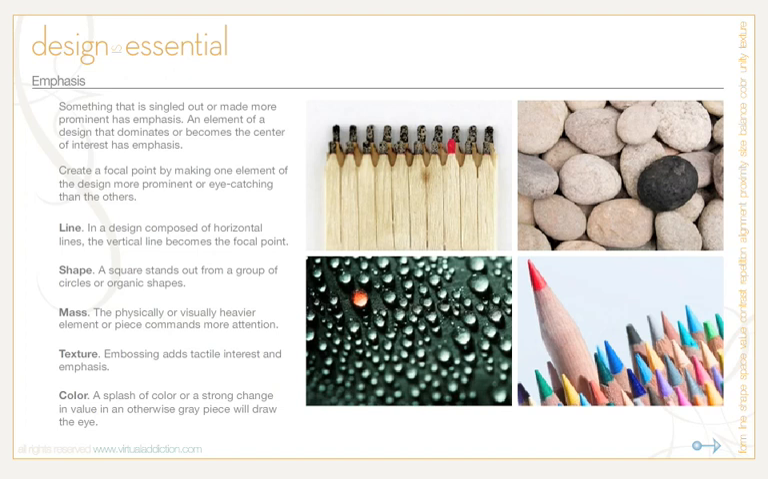Emphasis can be created by using all of the various elements and principles of design. You can create a focal point by making one element of the design more prominent or eye-catching than the others. With line, if you use a design composed of horizontal lines, the vertical line becomes the focal point. When you're using shape, a square stands out from a group of circles or organic shapes. How about mass? Well, the physical or visually heavier element or piece commands more attention. What about texture? Something like embossing adds tactile interest and emphasis. And how about color? A splash of color or a strong change in the value in an otherwise gray piece will always draw the eye first.